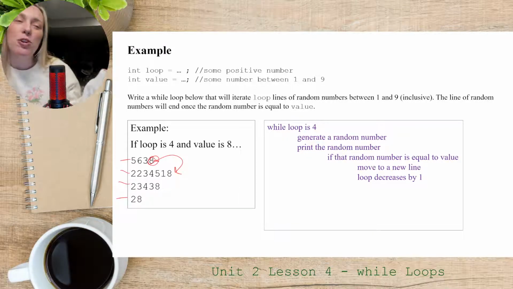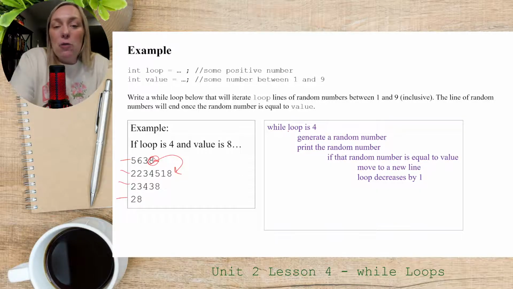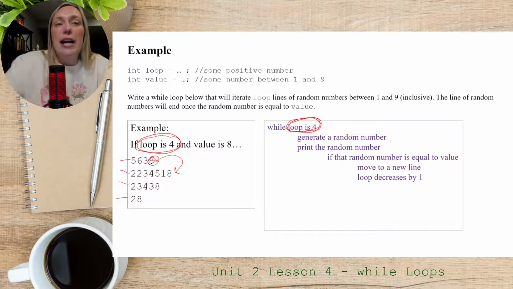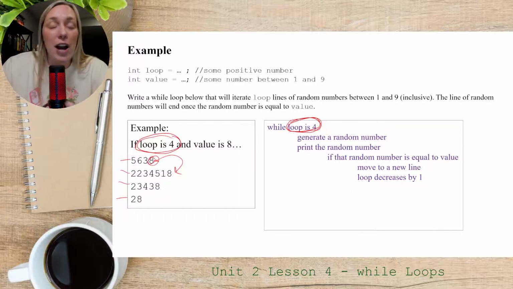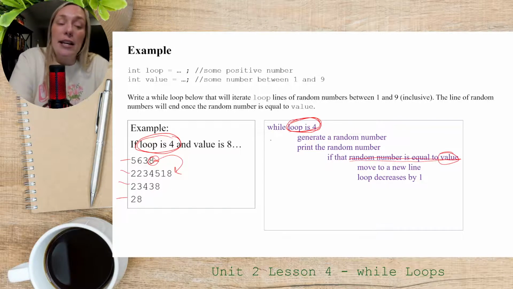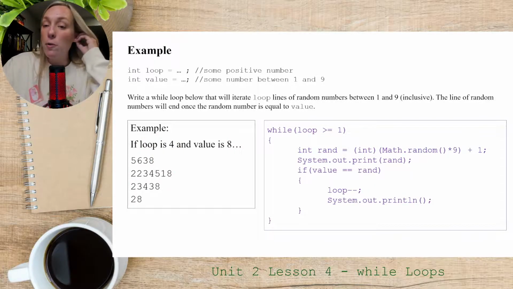So this is kind of my pseudocode here. And I've tabbed it over a little bit to help with the organization. Now, I say while loop is 4, but loop is 4 is my example. So I want to make sure that I code that to work for any value that loop might be. And then in here I wrote if my random number is equal to value, right? Because value could be anything. And here value is 8, but value could be anything, okay? So I'm going to translate that into code.